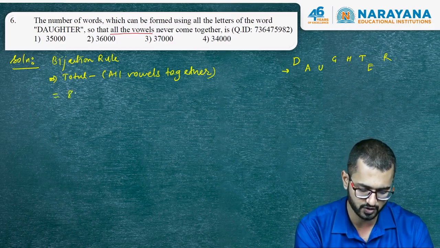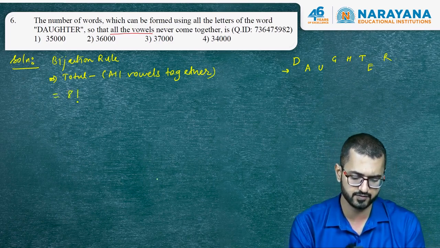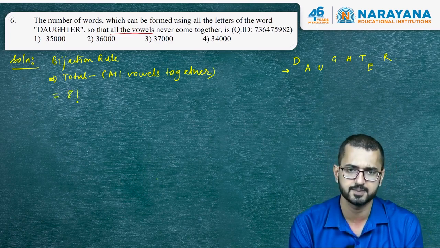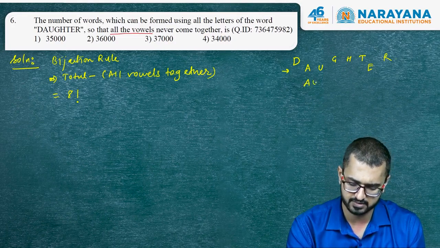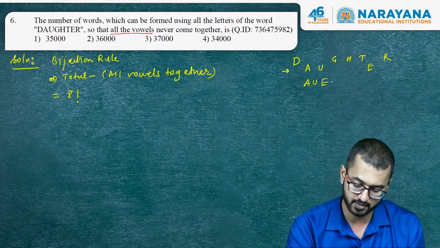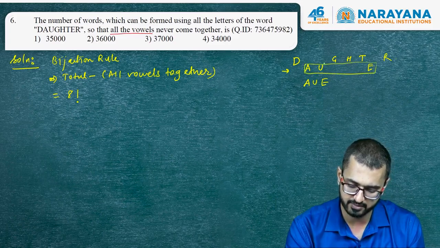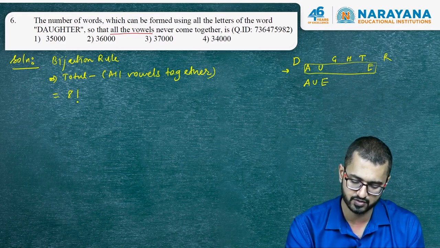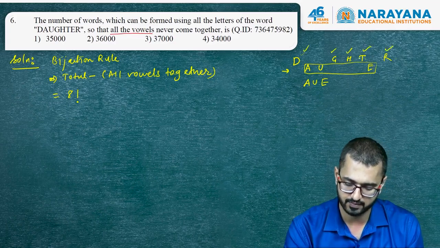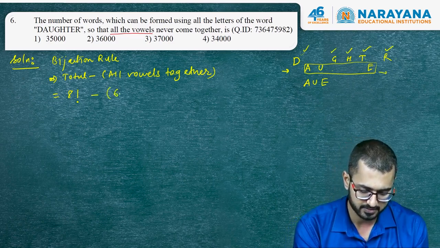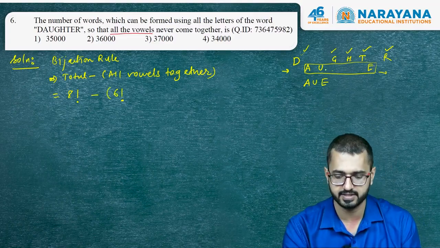So 8 factorial is going to be the total number of words formed, and as there is no repetition here, so yes. And vowels are together, so we will take vowels as one unit. So A, U, E will be together as one unit, and remaining D, G, H, T, R as separate. So how many letters now do we have in total? D, G, H, T and R, so 5 plus 1, 6. So 6 factorial ways they can be arranged.